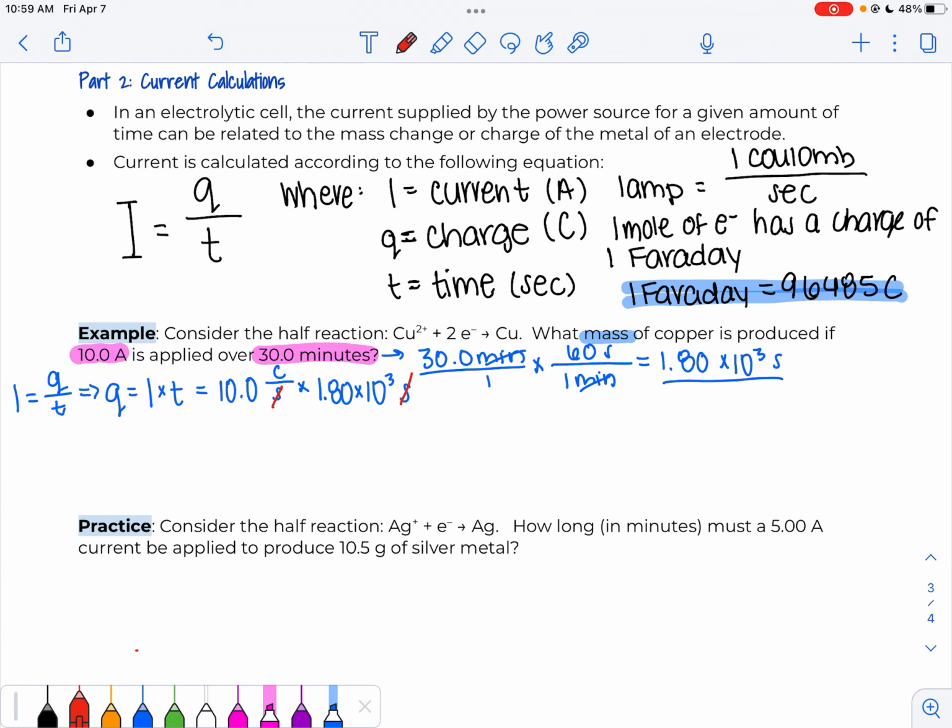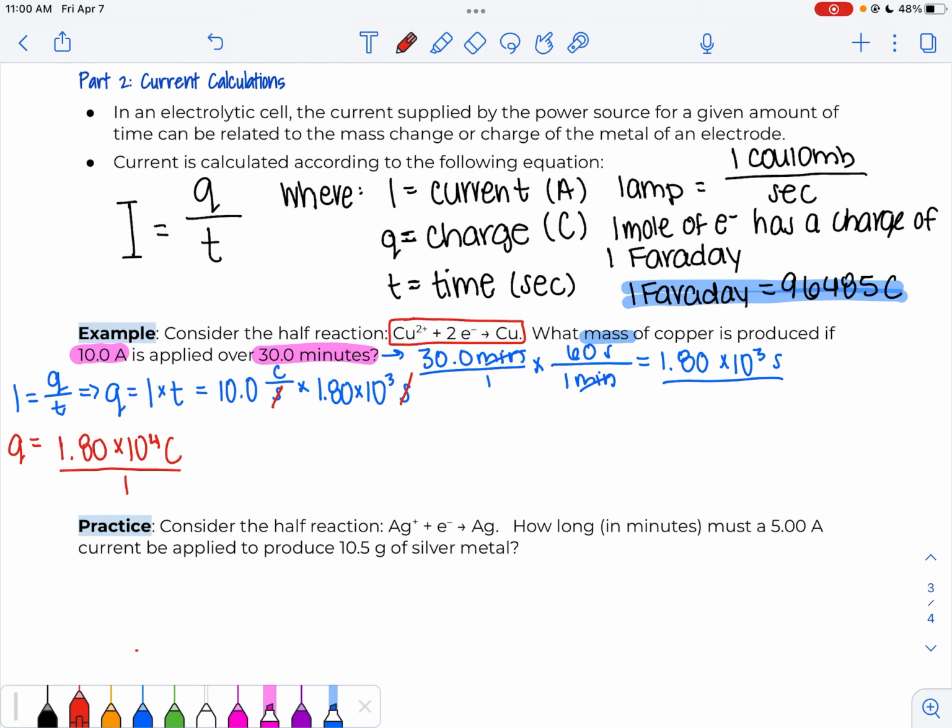Okay, plugging this in our calculator, we end up with Q being equal to 1.80 times 10 to the fourth coulombs. Okay, what the heck am I going to do with this? Well, here's what I know. I know that a coulomb can be related to a Faraday. And I know that a Faraday can be related to moles of electrons. And I have a balanced chemical equation here that includes electrons and the species that I'm trying to get to, copper. So this is just a stoich problem. It's just a dimensional analysis problem. It's just thinking through what variables you have, what you know, and what you need to know.